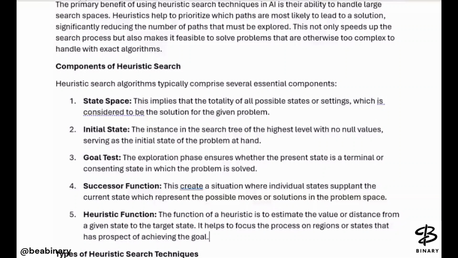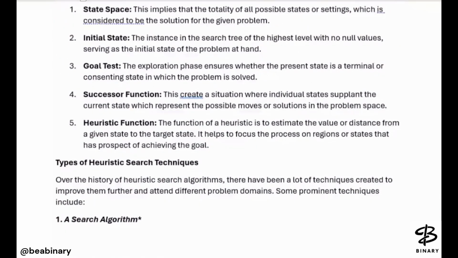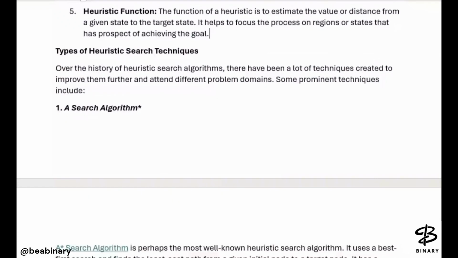So now, what are the different heuristic search techniques that come under AI? First are the types of heuristic search techniques. We will discuss three techniques in detail. So first is your A asterisk search. पहले सारी search techniques का introduction ले लेते हैं.